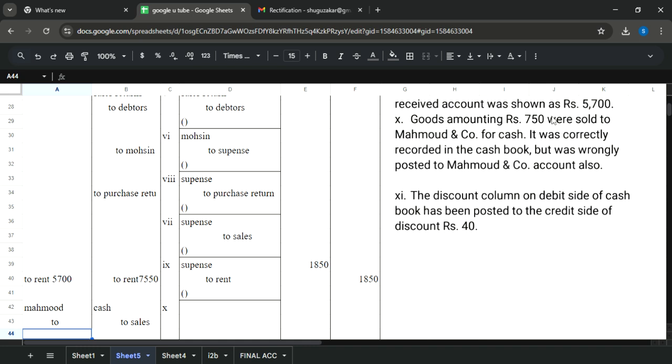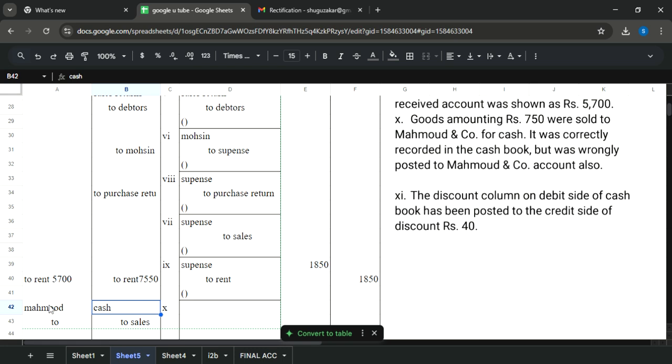Again listen. Goods amounting to rupees 750 were sold to Mahmood for cash. Actually it was required to be written cash. What they have done? It was correctly recorded in cash book. They have written cash, but was wrongly posted to Mahmood account also. Please underline this word also. Means this entry was already done. They have additionally written Mahmood account as well. So it was unnecessary to write Mahmood.